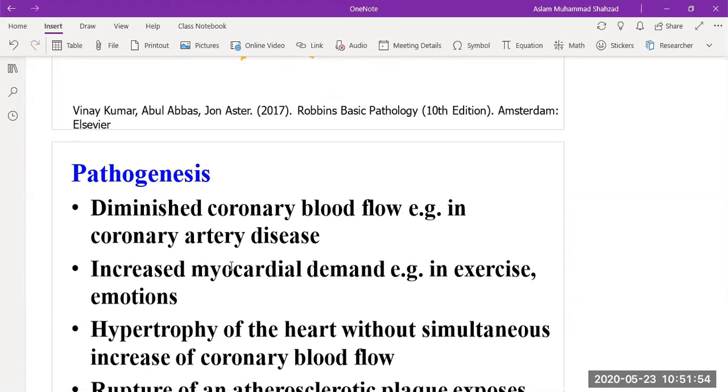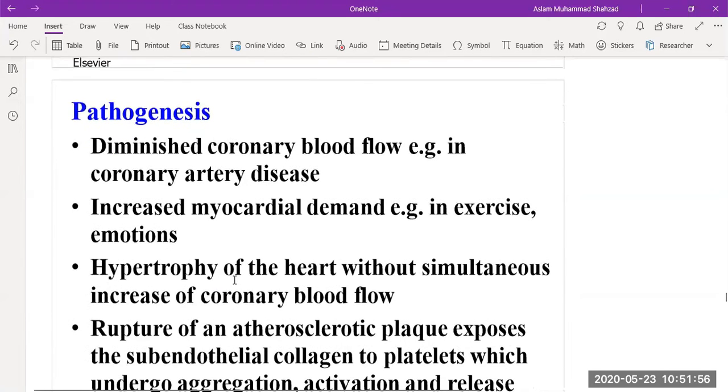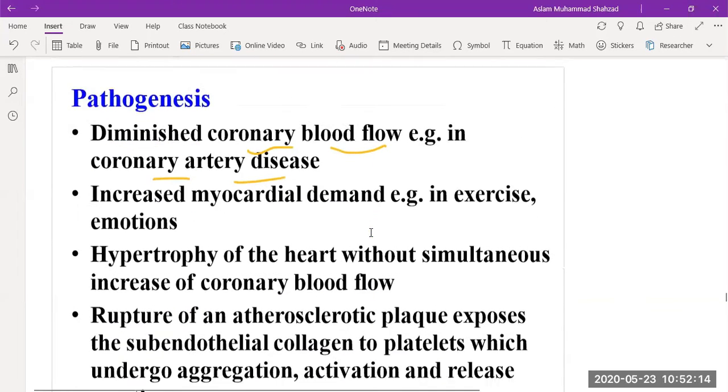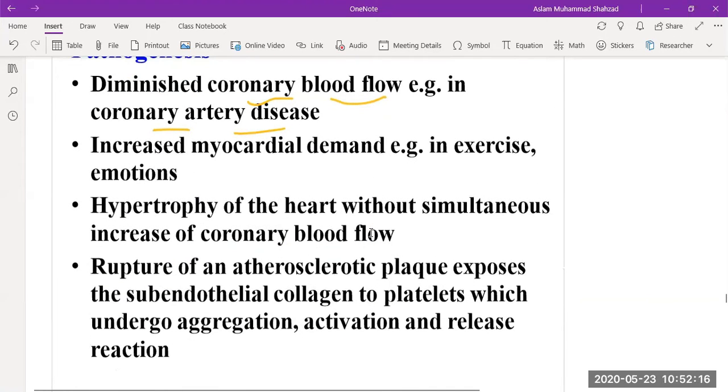So what is the pathogenesis of MI? The diminished coronary blood flow. That's the main thing, for example, coronary artery disease. So again, this is the same thing explaining that this section of the coronary artery has been blocked, and that results in obstruction of blood flow, which is known as ischemia, and that leads to hypoxia, and then death occurs.